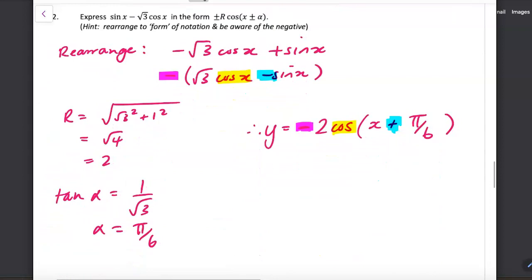For question 2, I've rearranged it to put the cosine term first, which means we've got negative root 3, so I've taken that negative out the front. So actually I'm dealing with the square root of 3 cos x subtract sine x. Just focusing on that expression, r is 2 and the tan of alpha is 1 on root 3, which gives me an alpha value of pi on 6. So when I write the function, it's y equals negative, because of the negative, 2 cos, and it's going to be x plus pi on 6. And I know it's going to be a plus because I've got a cos subtract sine.